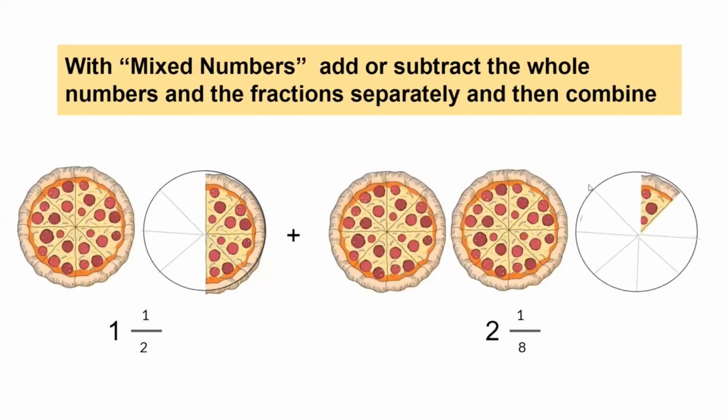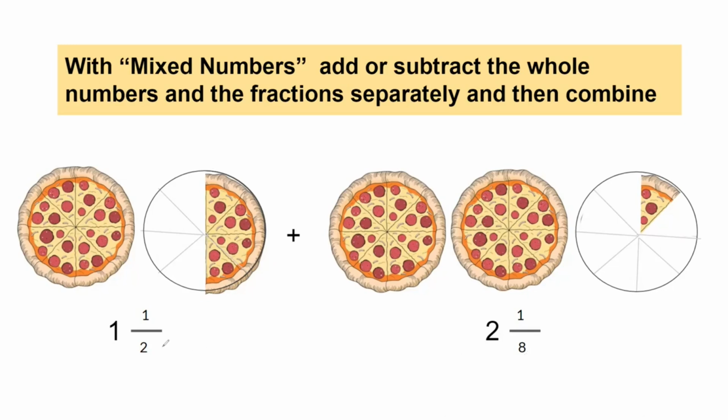Let's talk about mixed numbers a little bit. With mixed numbers, we want to add or subtract the whole number part of the fraction or the mixed number and the fractions separately and then combine. So here we've adjusted this example so that we have 1 1/2 pizza on the left, and we have 2 1/8 pizza on the right. We want to add those two together to see how much pizza we have altogether.